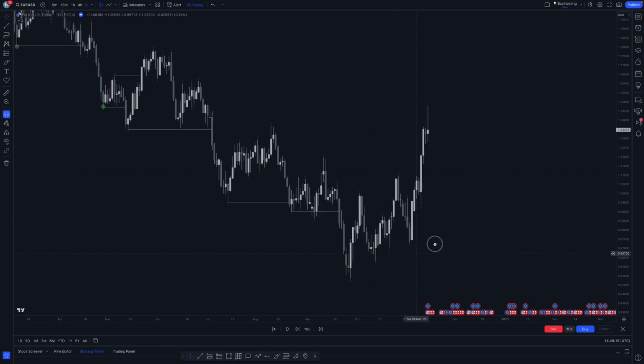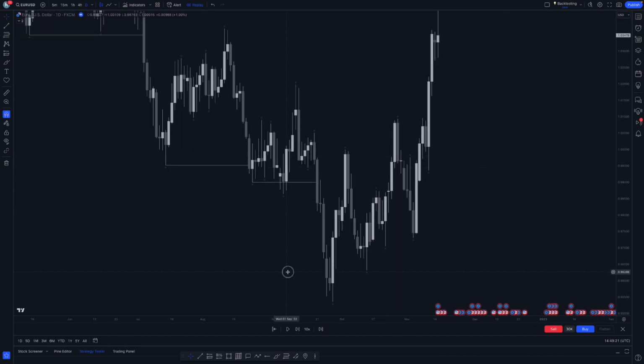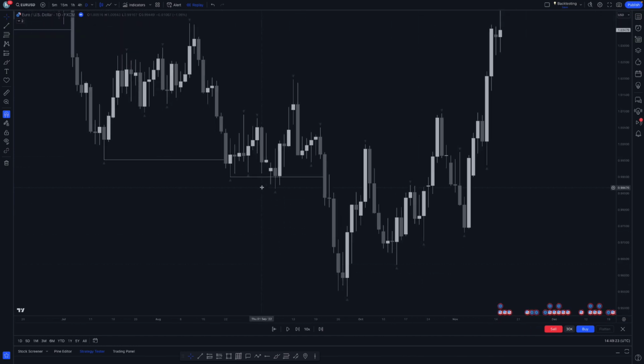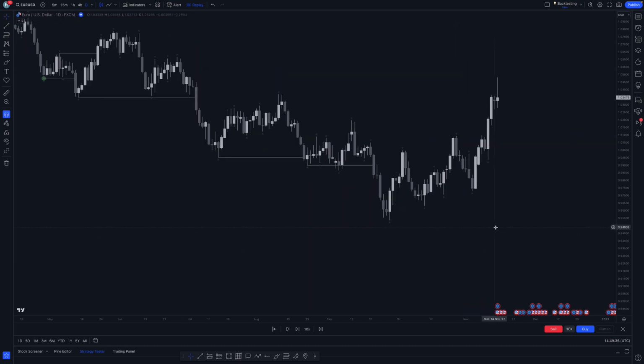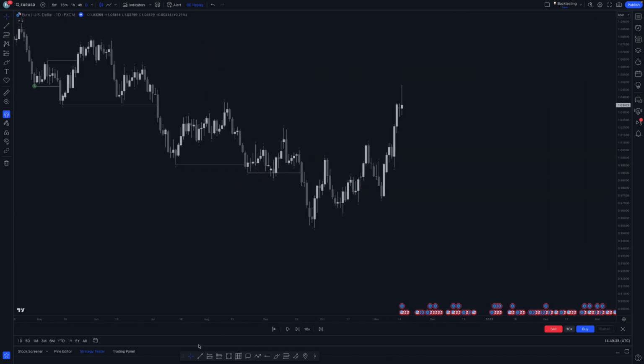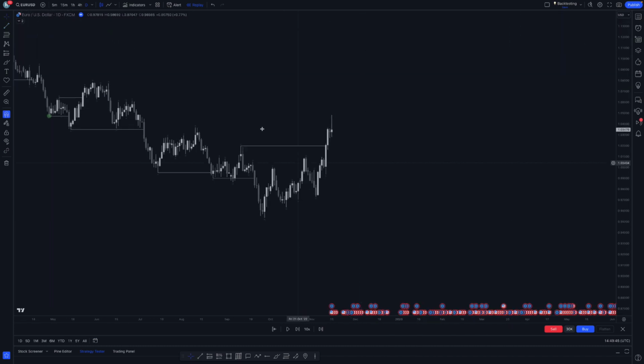So if we zoom in and look at this from a magnified perspective, we break down here, but this is only with a wick, and the break of structure is confirmed once we get this candle close below our recent swing low, which is this one. And then what happens now, which is very interesting, is that we come back up, we break our most recent swing high. At this point, this would be our first change of character, signifying that we could be changing trend.